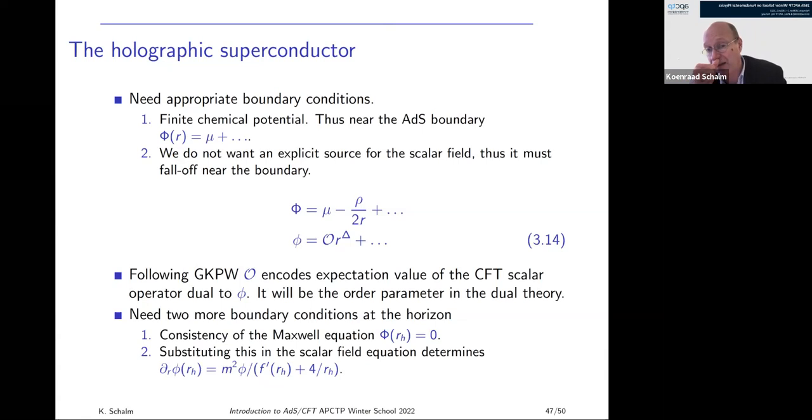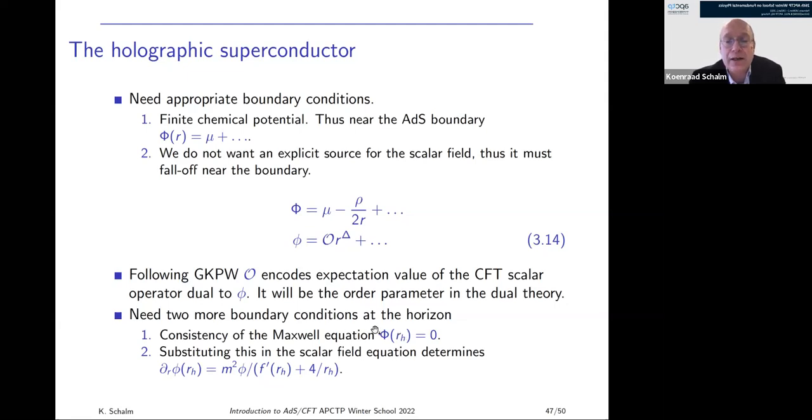I need them at the horizon. Remember, these are the objects that I have to determine the interior. Now, one is extremely simple, because the Maxwell equation is really about gauge dynamics, and the gauge consistency always requires that the vector potential vanishes at the horizon. So simply self-consistency of the Maxwell equation tells you that the gauge field must vanish at the horizon.